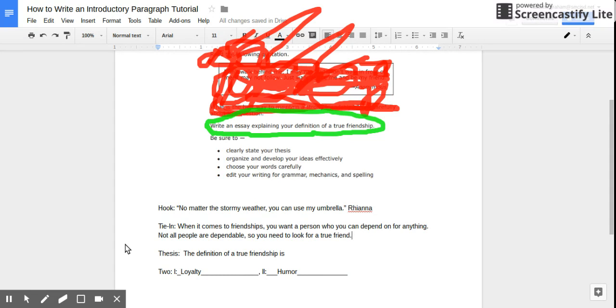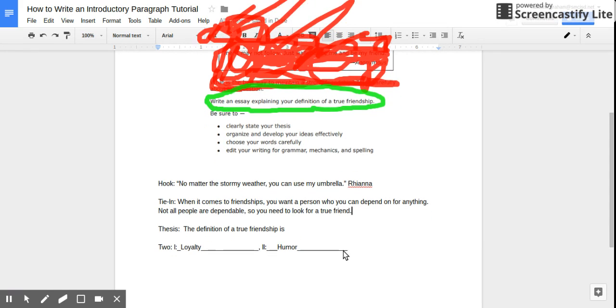No matter the stormy weather, you can use my umbrella. When it comes to friendships, you want a person who you can depend on for anything. Not all people are dependable, so you need to look for a true friend. The definition of a true friendship is loyalty and humor.